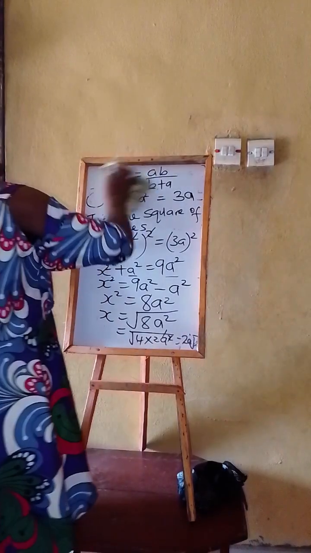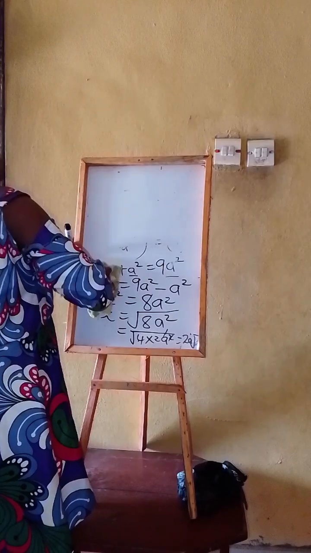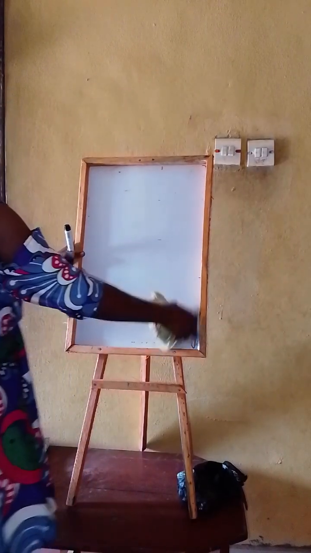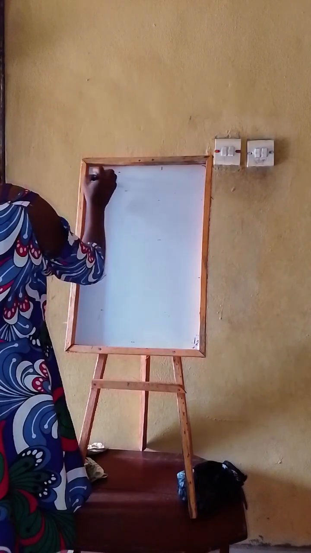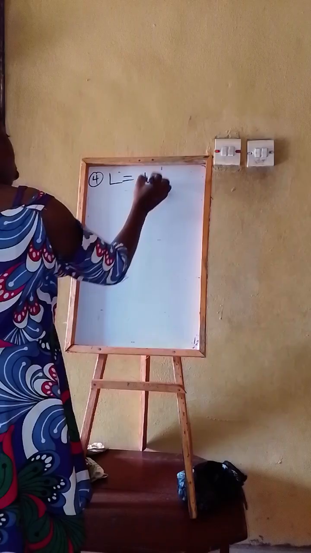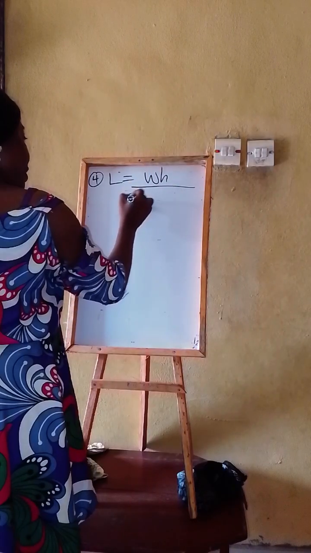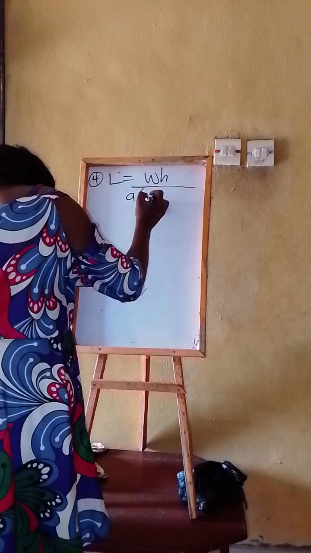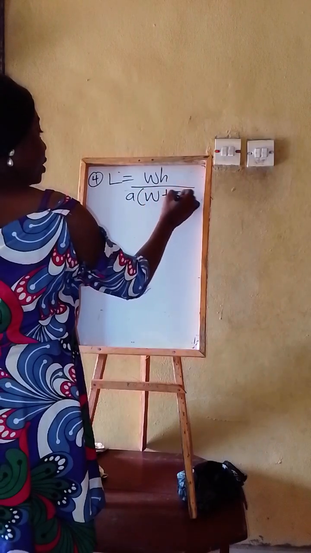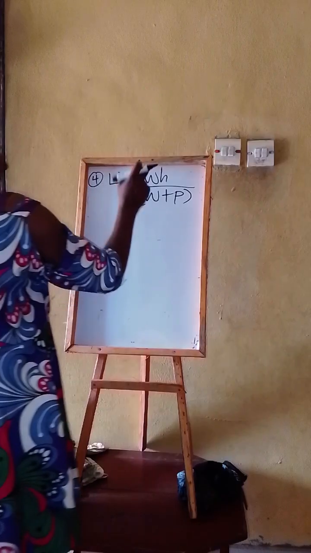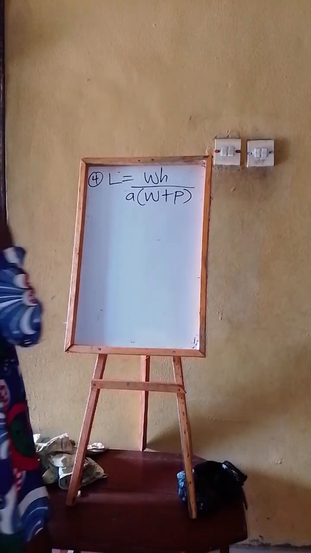Let's take another example. We have number 4. L equals WH over A into brackets W plus P. So we are going to make W the subject of the formula.